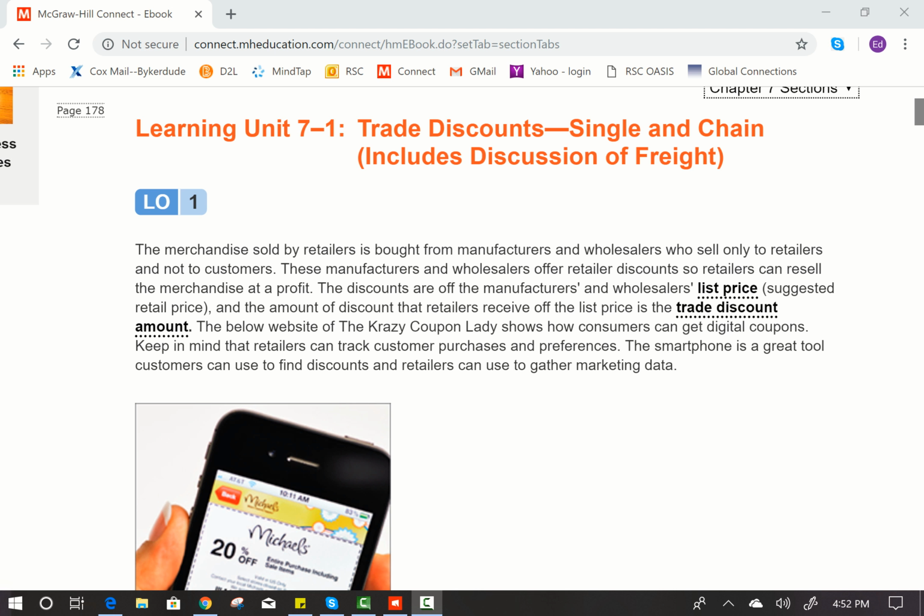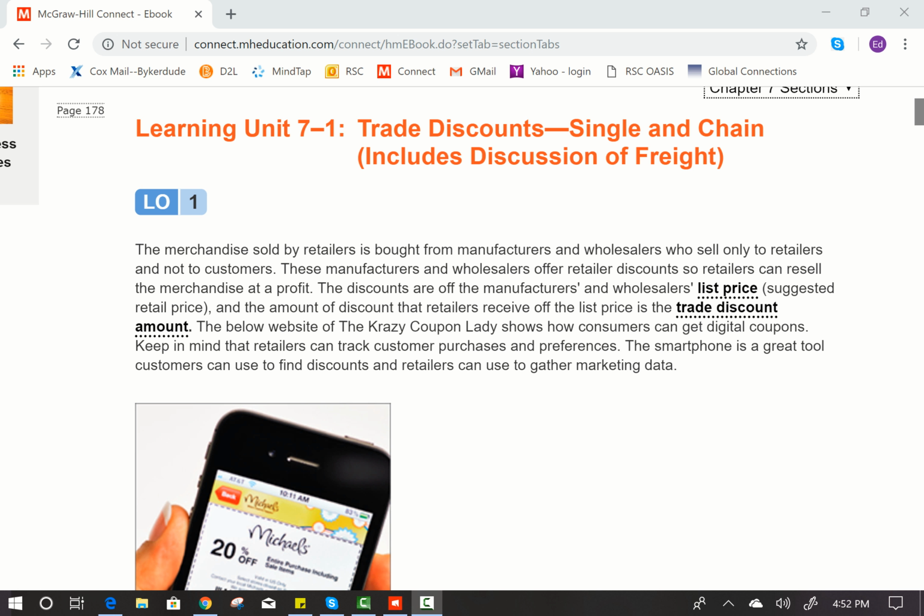Okay, Chapter 7 introduces different types of components that are involved in calculating items on an invoice. I'm going to start here just to identify that any time that you buy or sell, especially from a wholesaler to a retailer, you get an invoice.